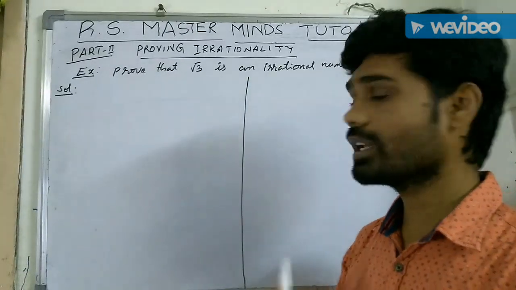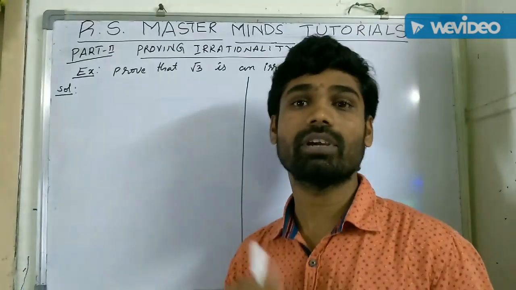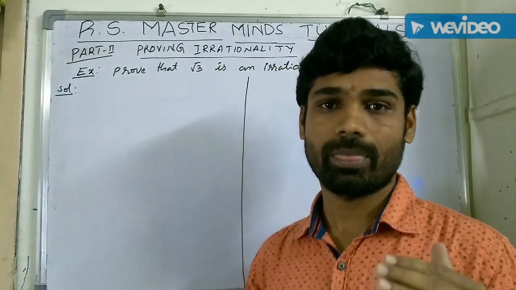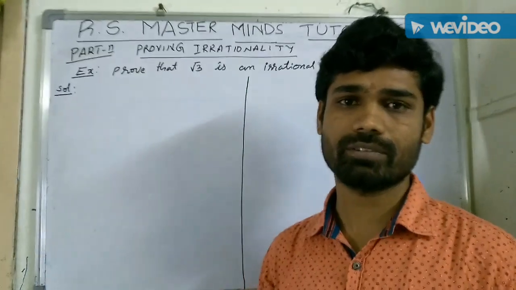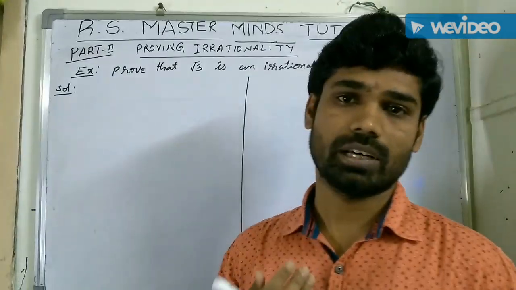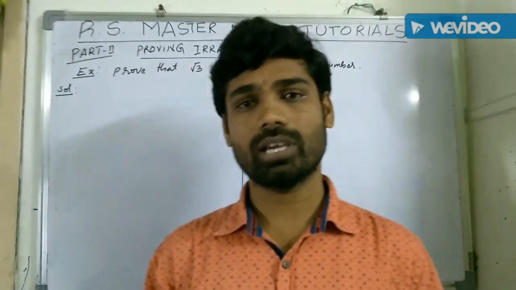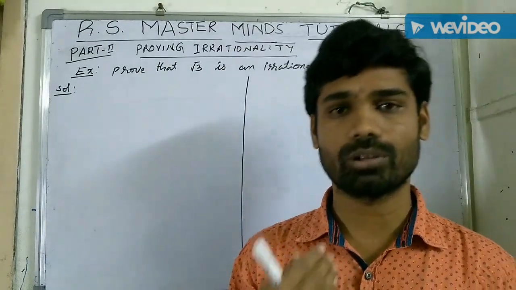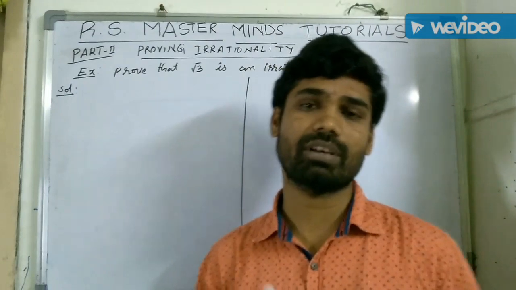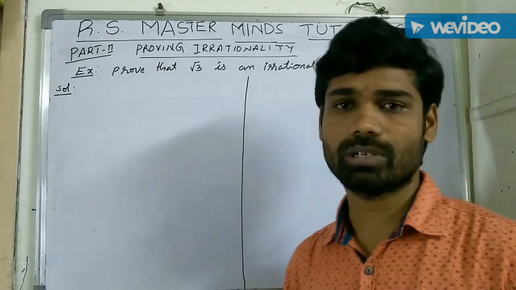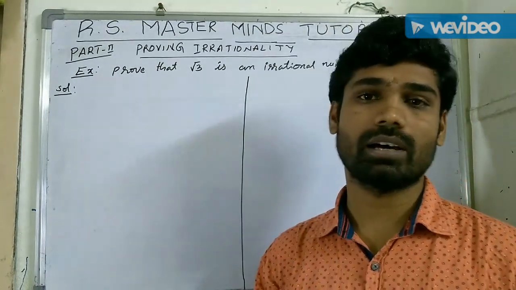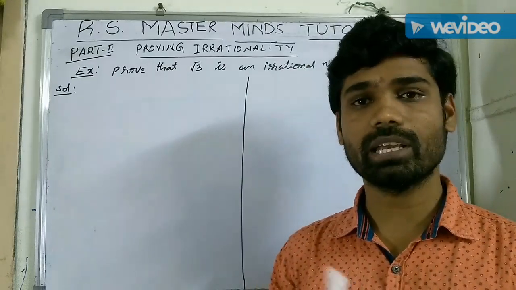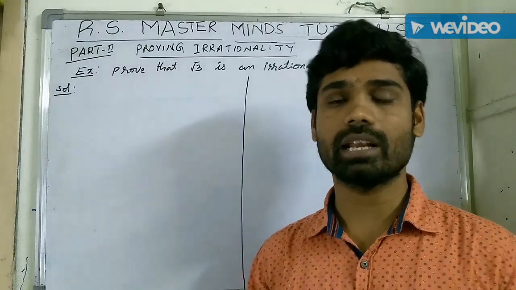An irrational number is of the form under root of n, where n is not a perfect square. Perfect square means like 4, 9, 16, okay, like this. Except these, any other number, you can take under root of 2, under root of 3, under root of 5, under root of 7, under root of 11, whatever. Except the perfect squares, all the remaining we can take as irrational numbers.